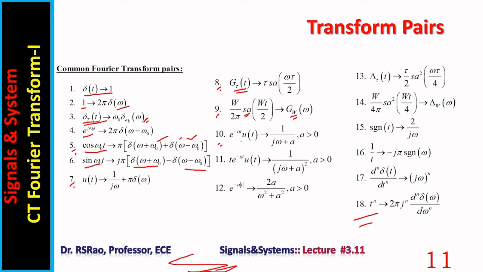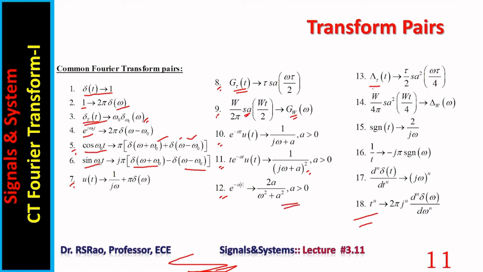In 10 is e power minus at. For this, transform is given as 1 by j omega plus a. In 11, t e power minus at u of t. For this, Fourier transform is given as 1 by j omega plus a whole square. In 12, e power minus a modulus t. For this, transform is given.